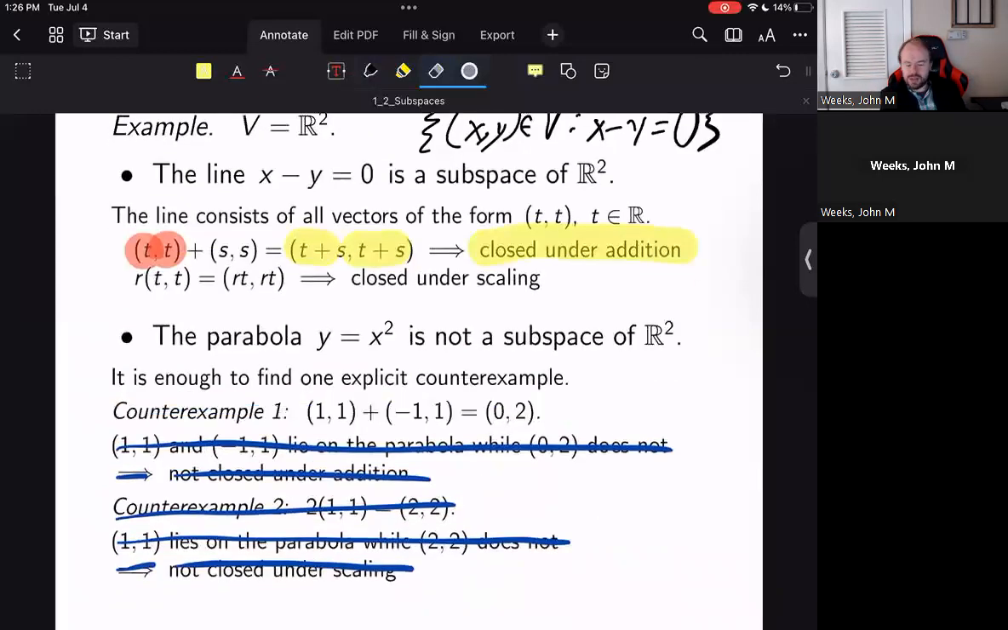Let's do a counterexample of each. Here are 2 points in the parabola. Here's 1, 1. That's when x equals 1. Here's negative 1, 1. That's when x equals negative 1. You plug that in, you get y equals 1 both times.